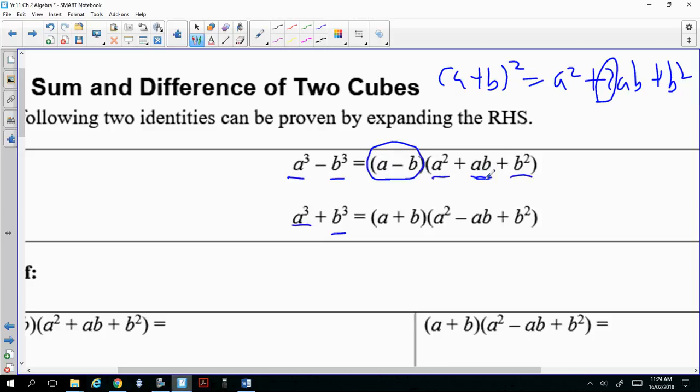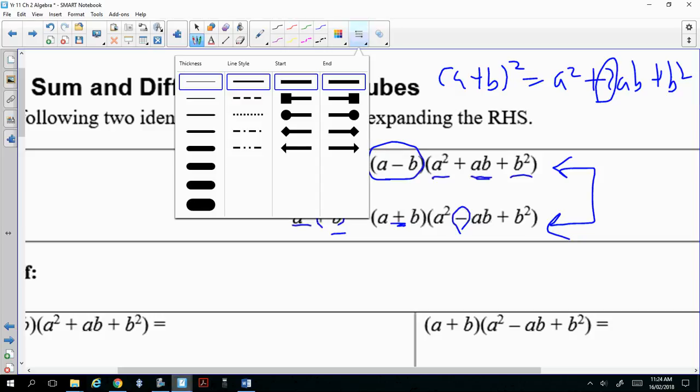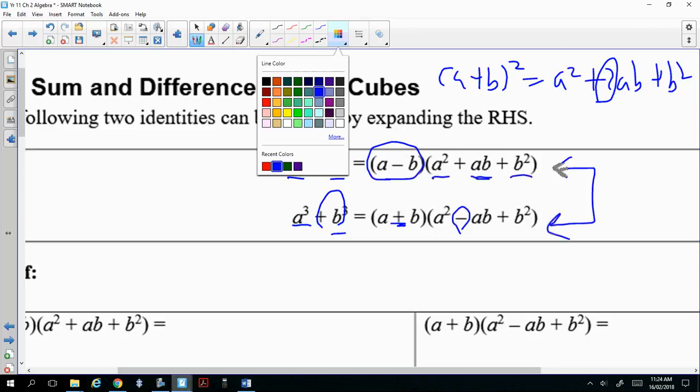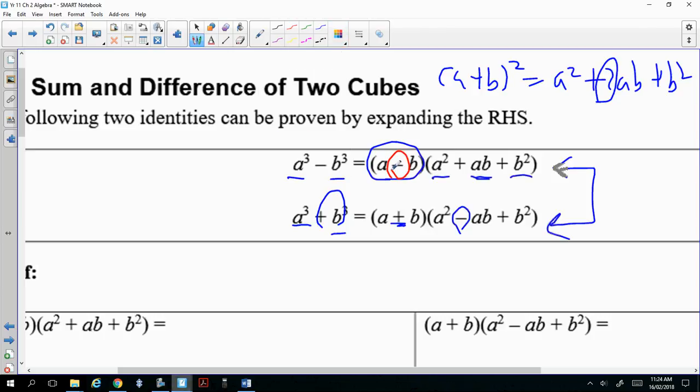Now, if it's a plus, it's going to be plus b, but there's a minus ab. Everything else is the same. They look very similar. In both cases, you will see that there is a minus. There's a minus ab and there's a minus ab. So if it's a difference of two cubes, it starts with minus, everything else is plus. If it's a sum of two cubes, then there's a minus sign in the second bracket. All right, okay, so where do they get the formula?